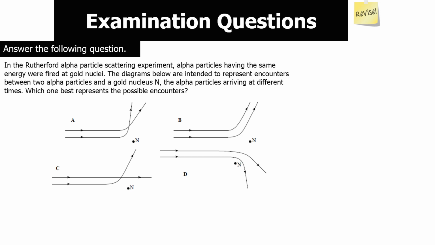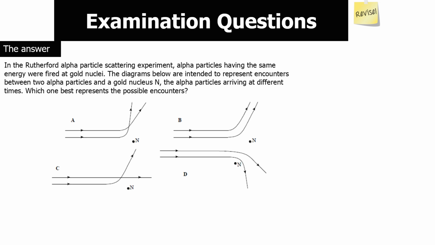Now the diagrams below are intended to represent encounters between the two alpha particles and the gold nucleus N, and the alpha particles arriving at different times. Which one represents the best possible encounters? So pause the video now, then unpause the video when you want to go through your answer.